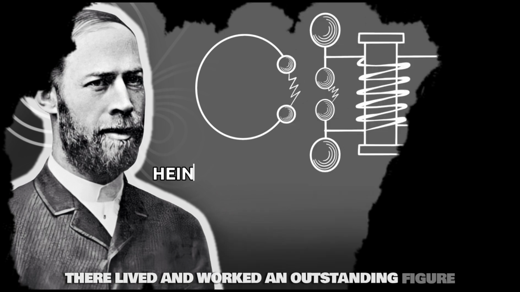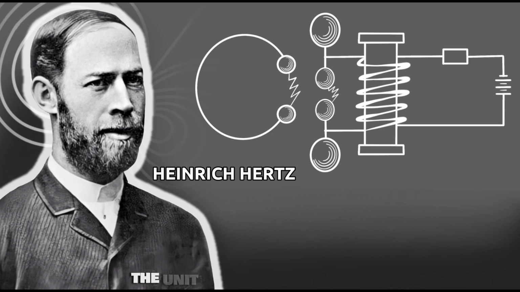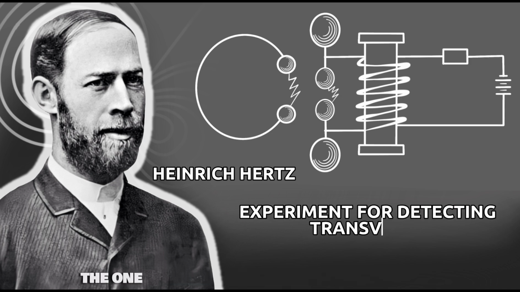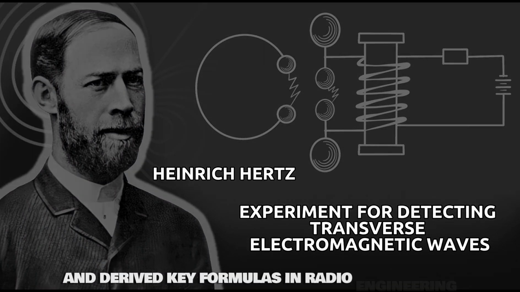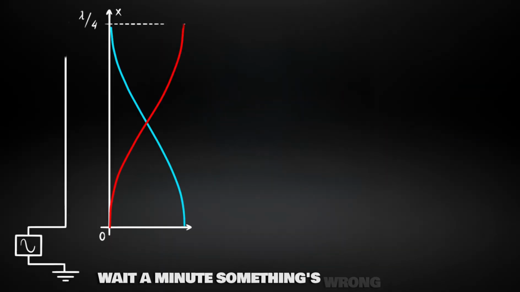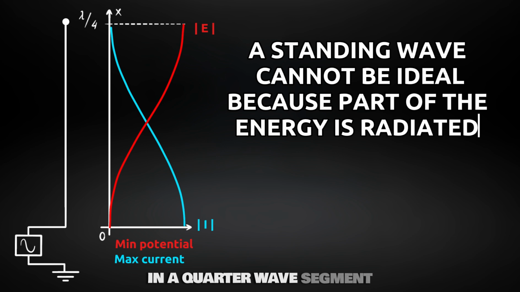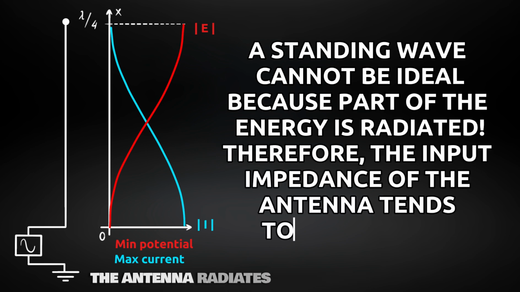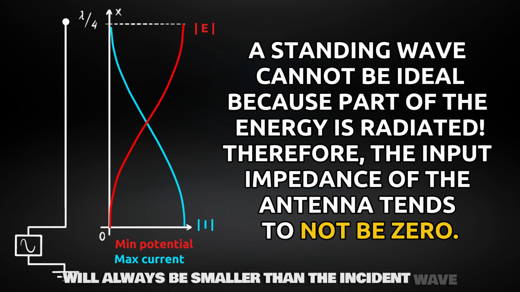However, during that time, there lived and worked an outstanding figure named Heinrich Rudolf Hertz, the very person after whom the unit of frequency is named, the one who created the half-wave dipole and derived key formulas in radio engineering. He looked at the situation and said, "Wait a minute, something's wrong here. We can't have an ideal standing wave in a quarter-wave segment, at least because the antenna radiates part of the energy, meaning the reflected wave from the end of the antenna will always be smaller than the incident wave."